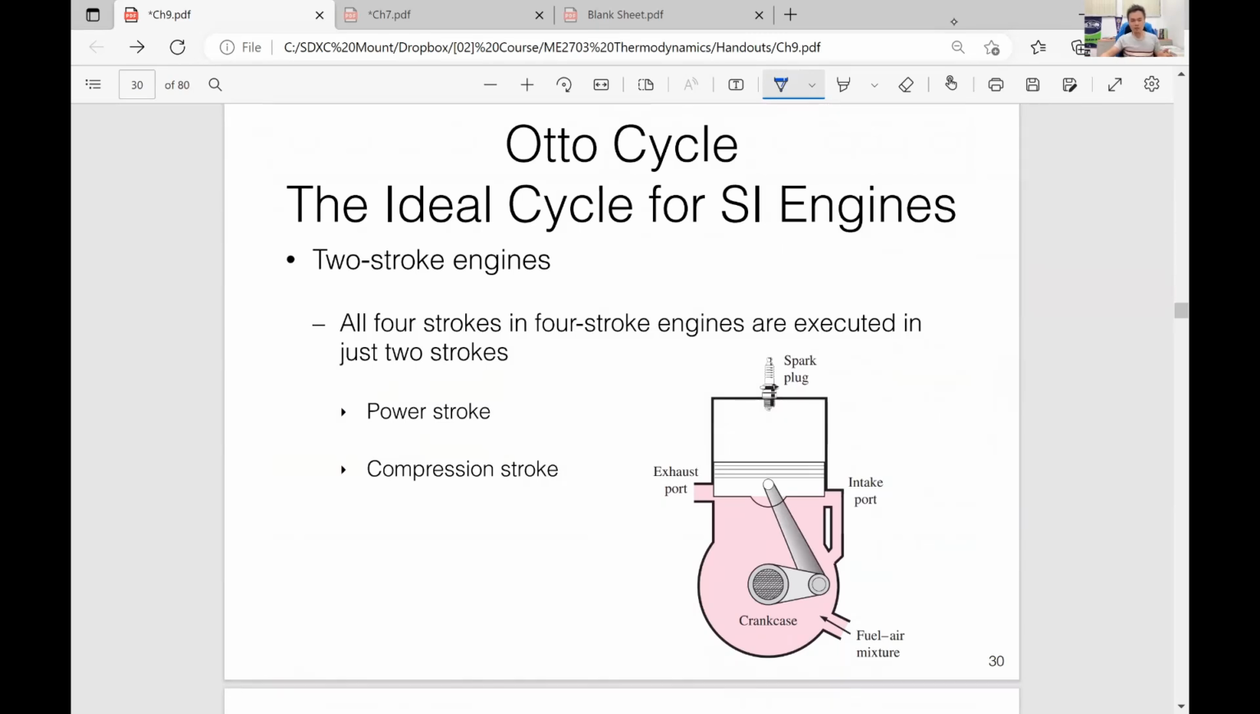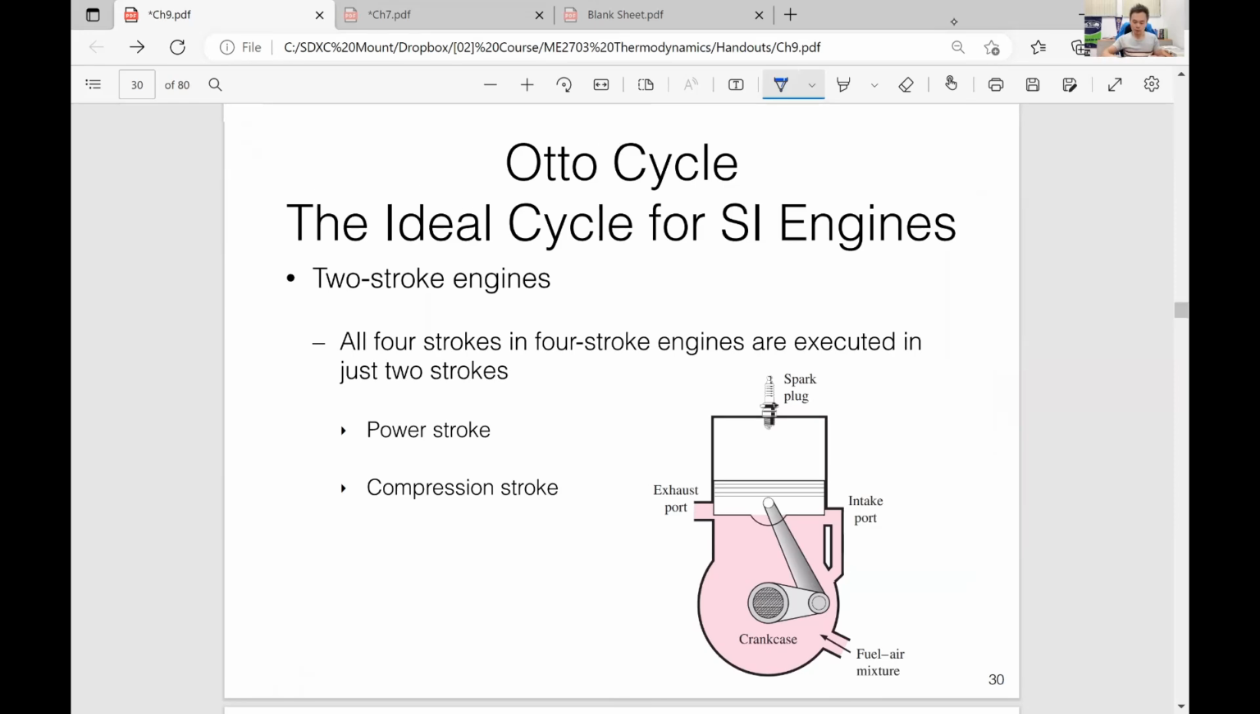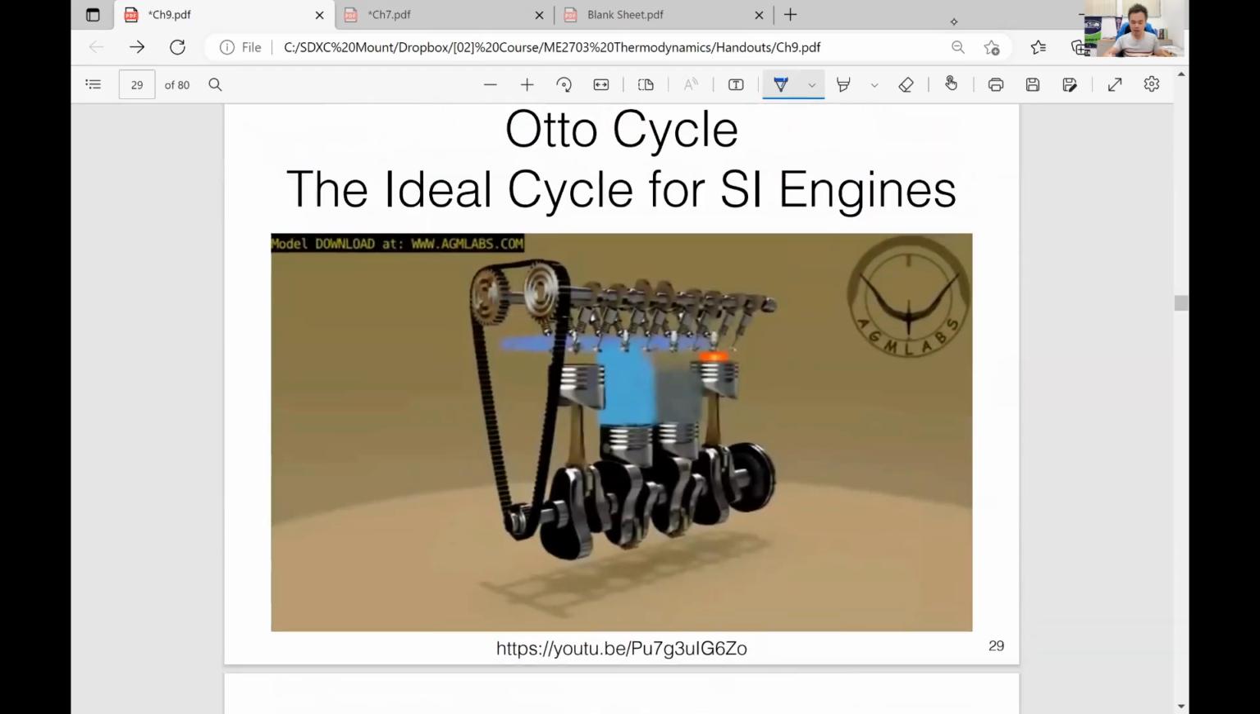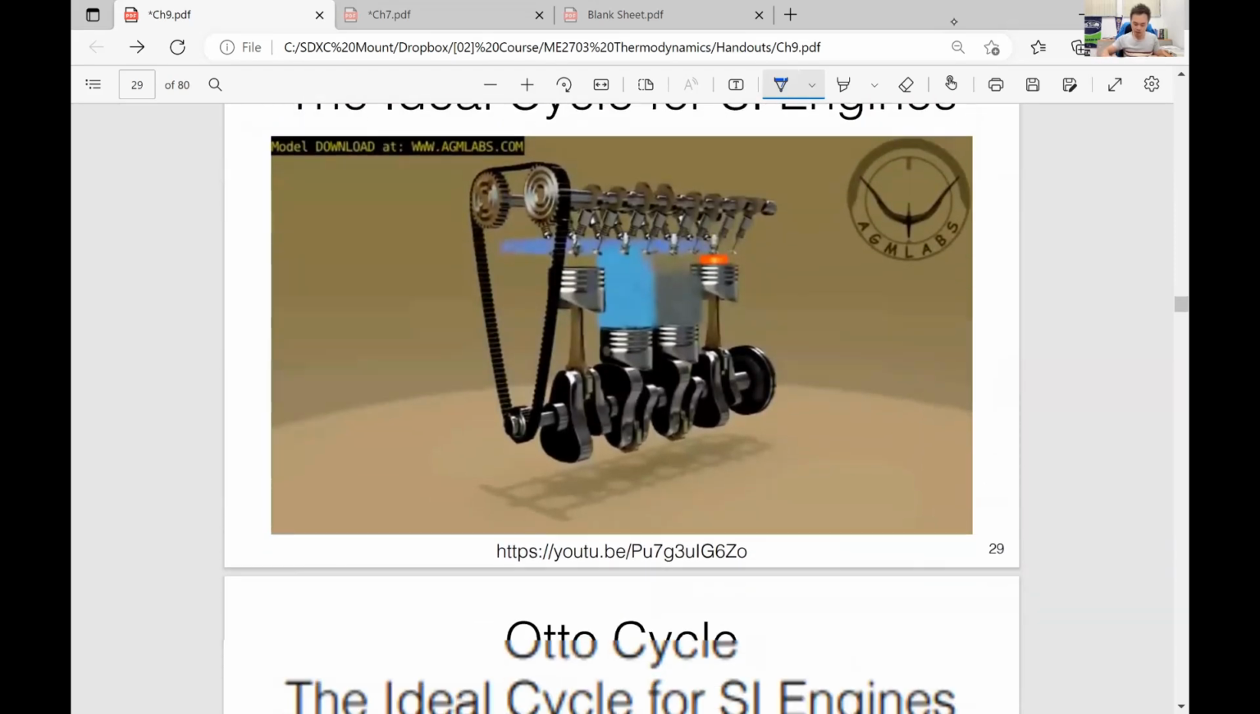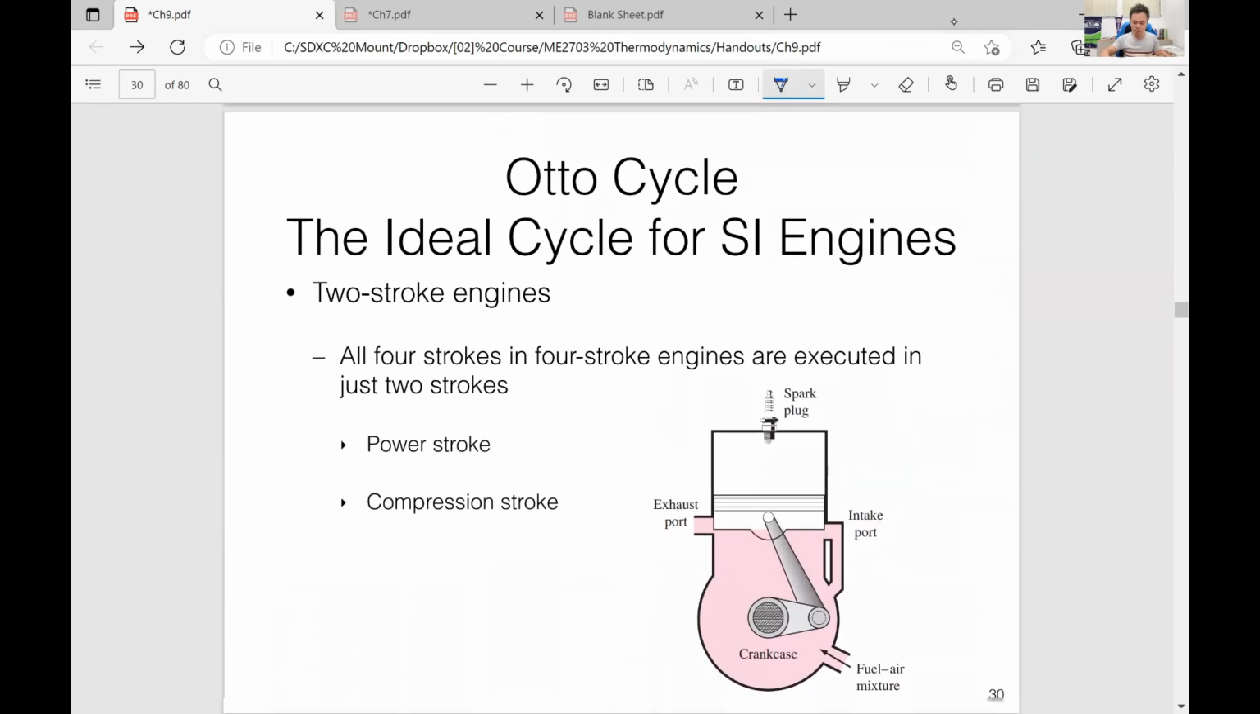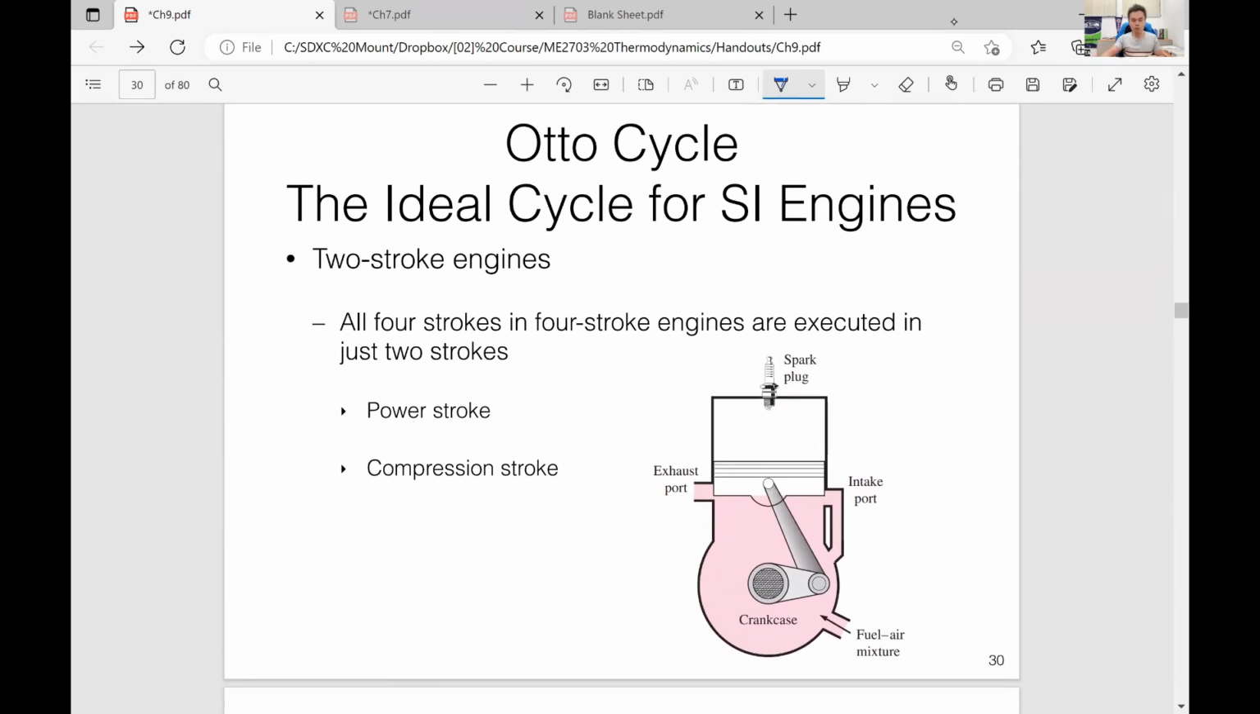Another engine is the two-stroke. Actually, at least we need two strokes to finish this thermodynamic cycle. Most car engines are four-stroke engines, but some engines are two-stroke.